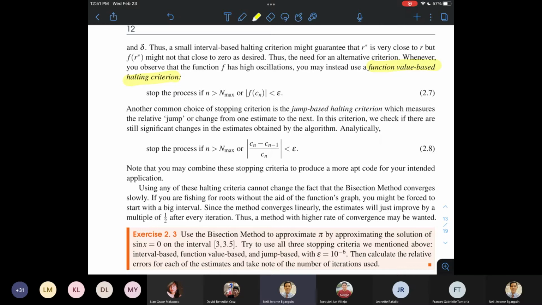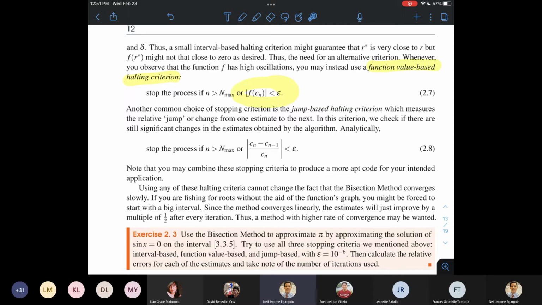So paano yung stopping criterion? Instead of checking how long your current interval is, tingnan mo na lamang yung function value ni C sub n. So gawin mo yung bisection method hanggang either lumampas ka na dun sa maximum number of iterations, or yung function value ni C sub n ay mas maliit na dun sa epsilon na gusto mo.